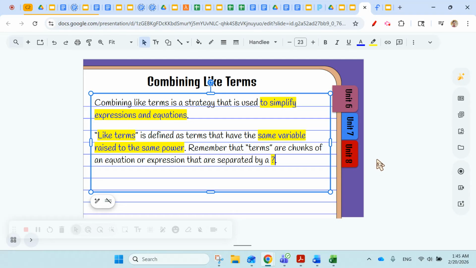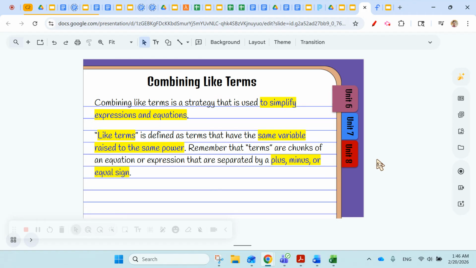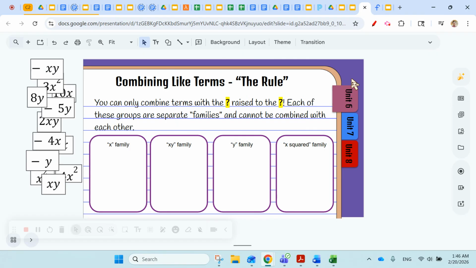Remember that terms are chunks of an equation or expression that are separated by a plus, minus, or equal sign. So we don't want to split up multiplication or division. Those go together. So fill in your notes on the slide. And you can always pause this video. I go pretty quick on these videos because you can pause it and do what you need to do on your own slide.